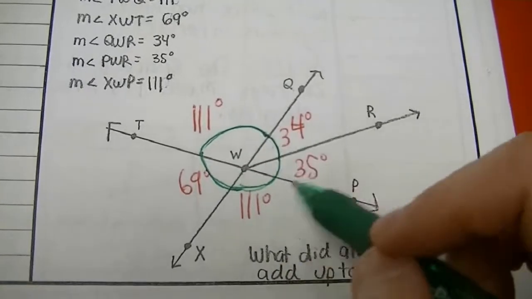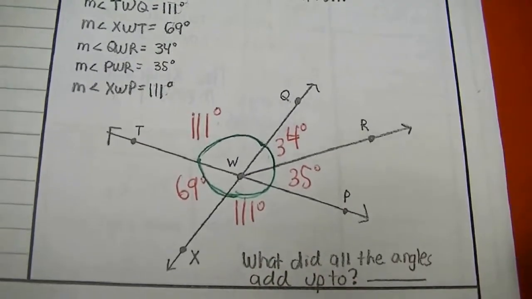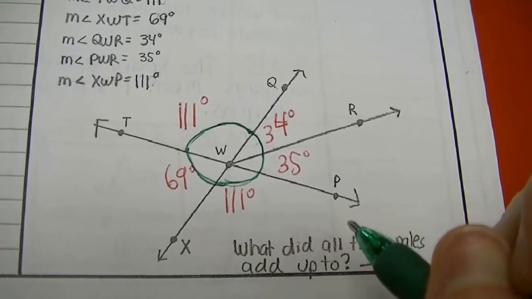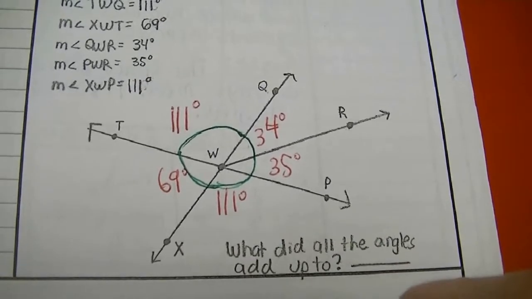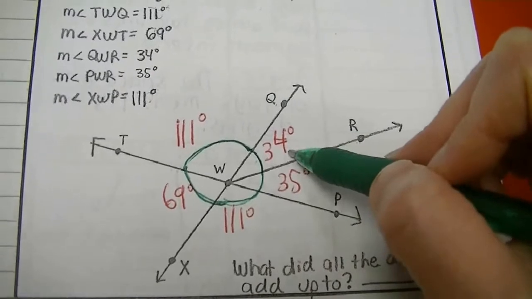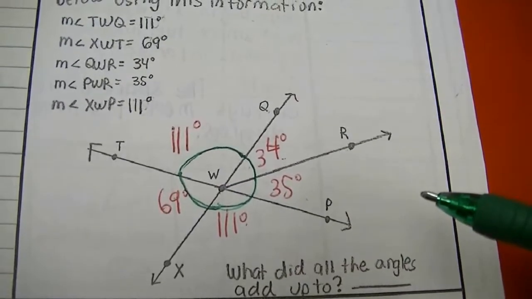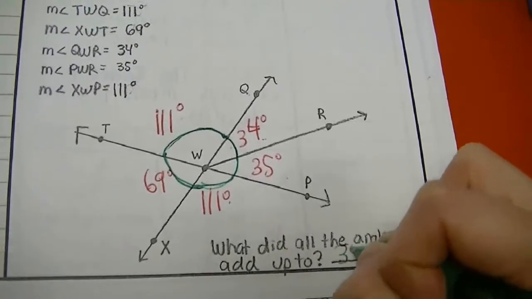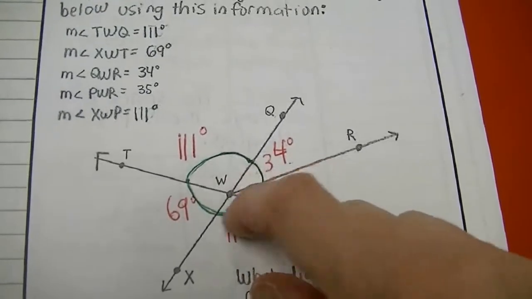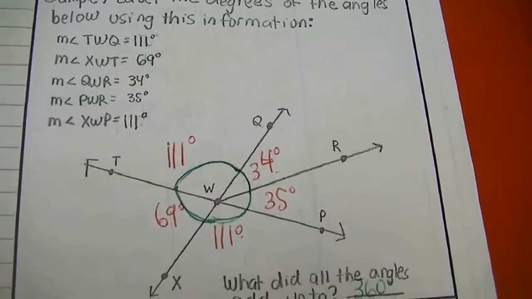What shape do you see right there? When you see that shape, you should be thinking, oh yeah, that's a circle. I want you to think about, from your prior knowledge, how many degrees are in a circle. Now I want you to add this up: what's 111 plus 34 plus 35 plus 111 plus 69? What does that equal? You should get 360 degrees. That's your answer, okay? So make that connection. You see all the arcs connected? That should equal 360 degrees.